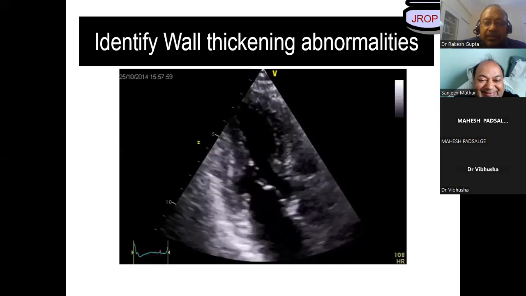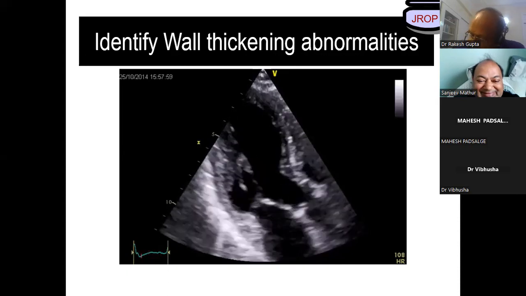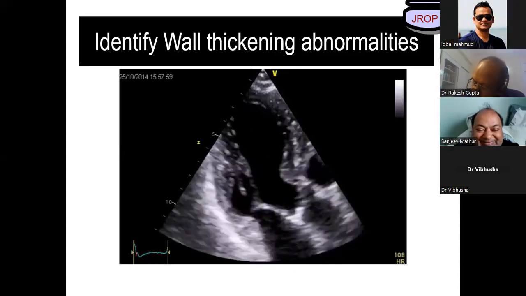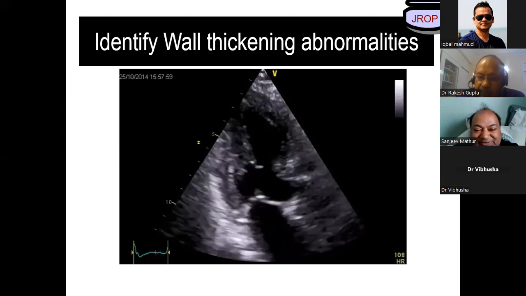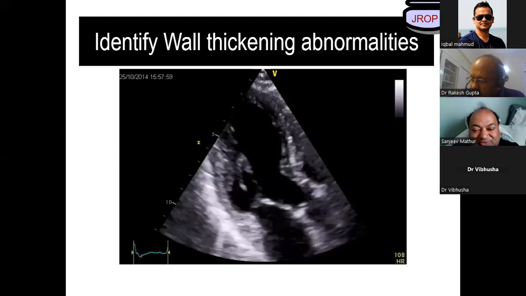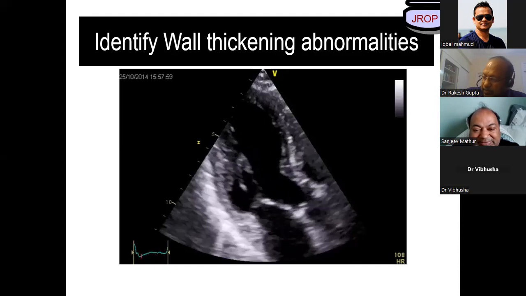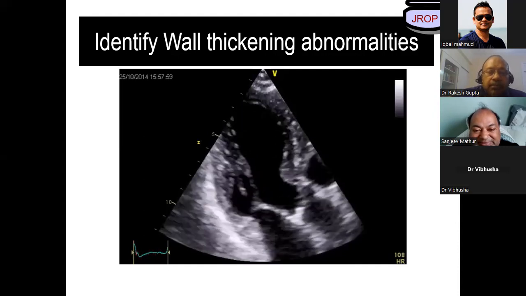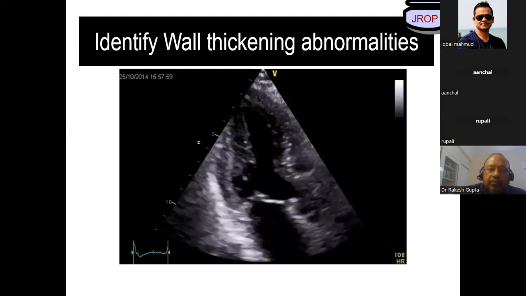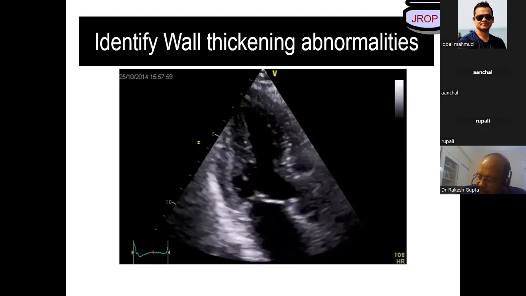All right. Bonus question for you. Tell me the wall thickening abnormality. This one I can say I don't see any thinning out portion. It's a three-chamber view. There is no wall thickening abnormality over here. What is abnormal in this patient? Take your time, Sanjeev.